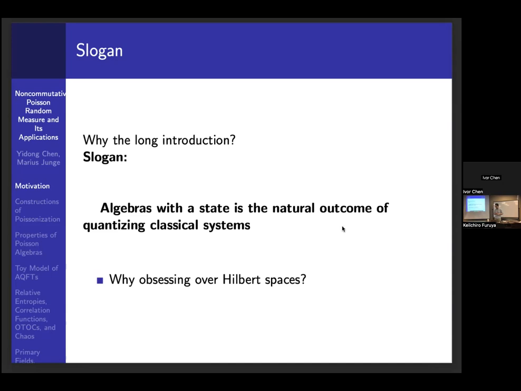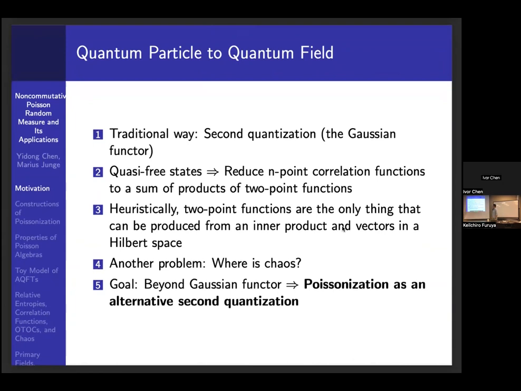So now I pose this question to you. Why do we obsess over Hilbert space? I think I should move these questions to the next slides. So let's go on to the next slide. Before I ask that provocative question that might anger some people, let's first talk about arrow number three, that goes from a quantum one particle system to a quantum many body system.